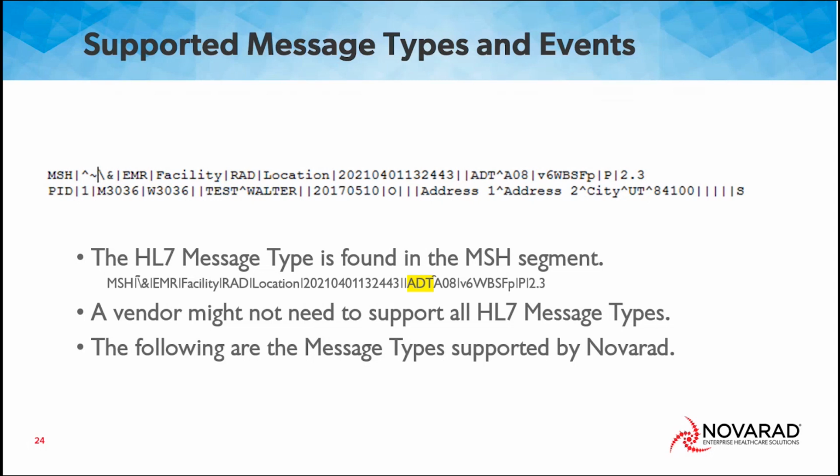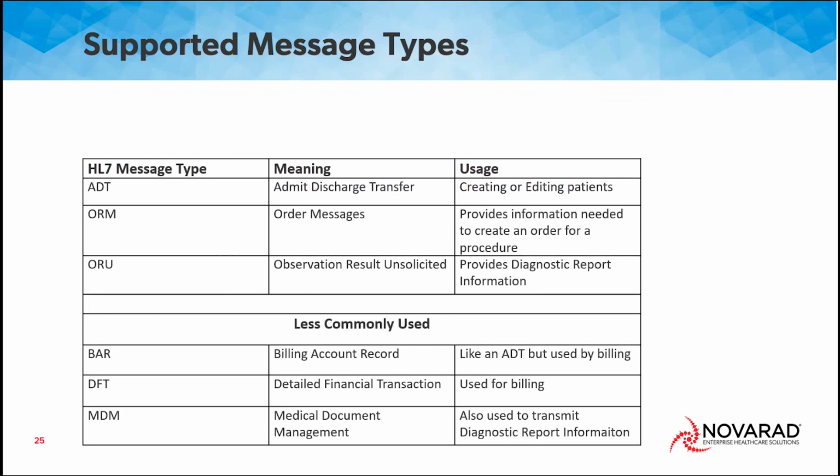So that another vendor will get this information and say, hey, I'm doing something with the patient. And what to do with that information, with the patient, is found in that next component that you see after the hat where you see ADT. And in this case, it's an A08, but we'll talk about that in just a second. What's important to note is that a vendor might not need to support all HL7 message types. For example, Novarad only supports the following HL7 message types: ADTs, ORMs, ORUs, BARs, DFTs, and MDMs.